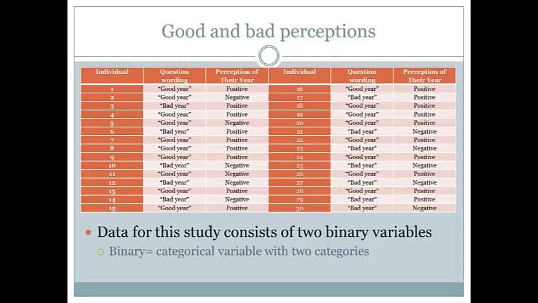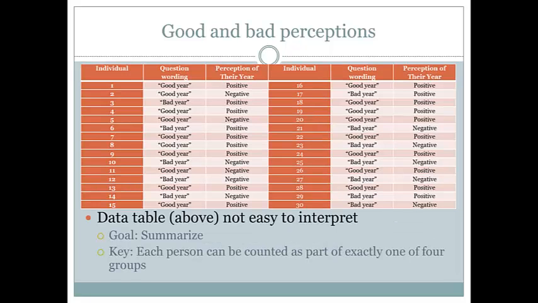So the data for this study, we can say, consists of two binary variables. Binary means a categorical variable with two categories. Data tables like the one we're showing you here are not easy to interpret. So the goal is to summarize these. The key to the first step in summarizing data like this is to recognize that each of the 30 people here can be counted as part of exactly one of four groups.